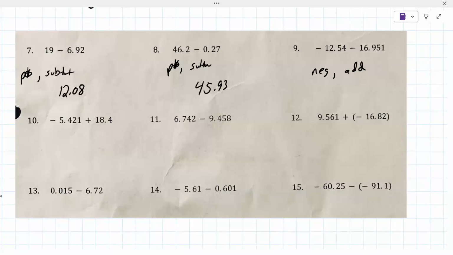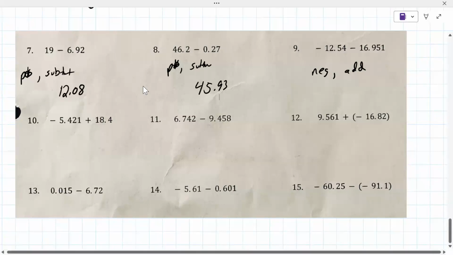29.49. For which one? Number 9. The answer has 3 decimal places, and it's negative. That's an important thing I think you're missing here. You guys decide how you do it, but the wrong sign is just as important as the wrong number.